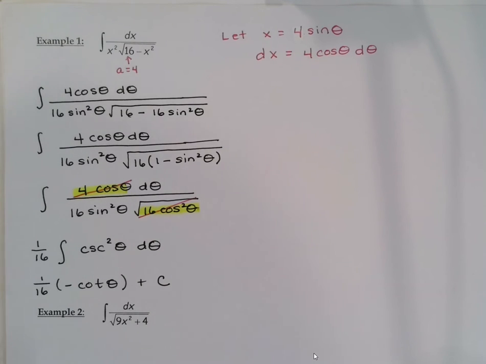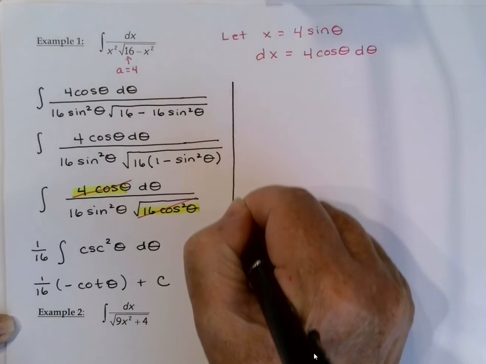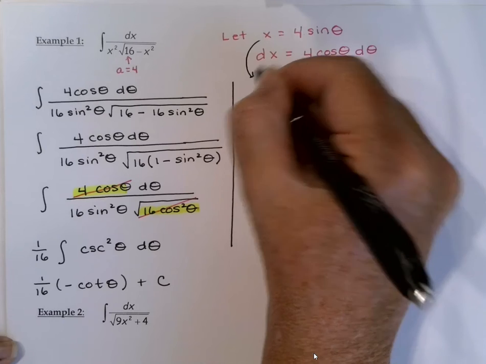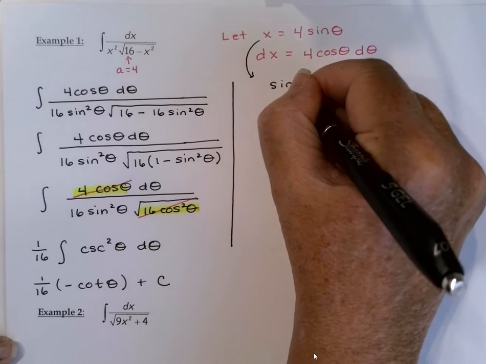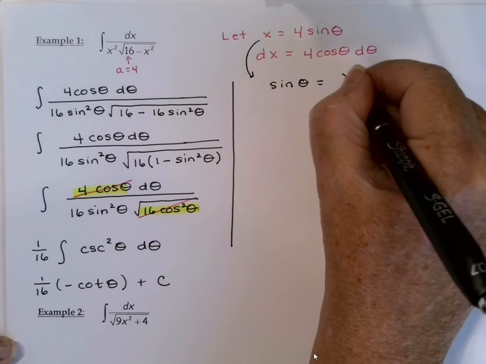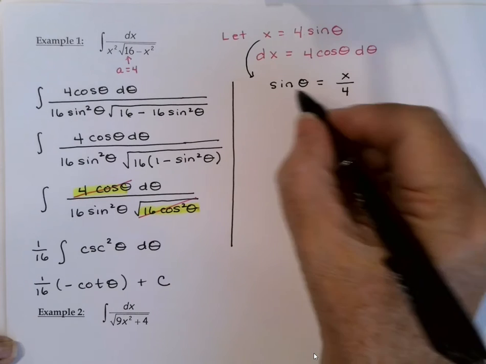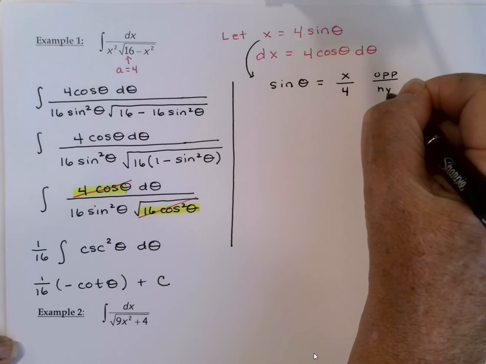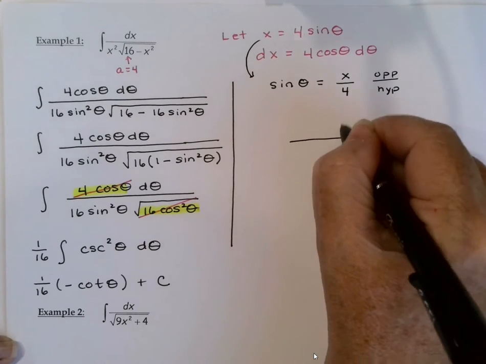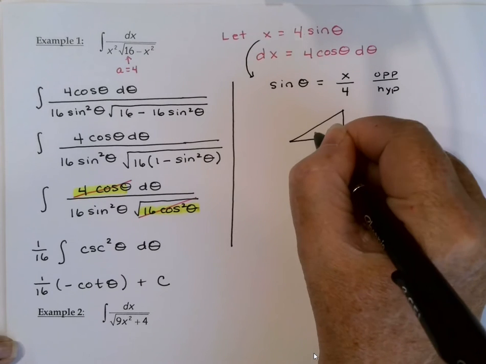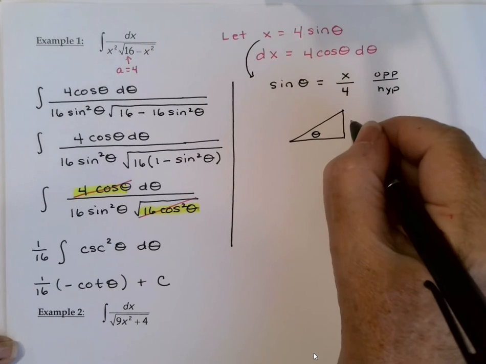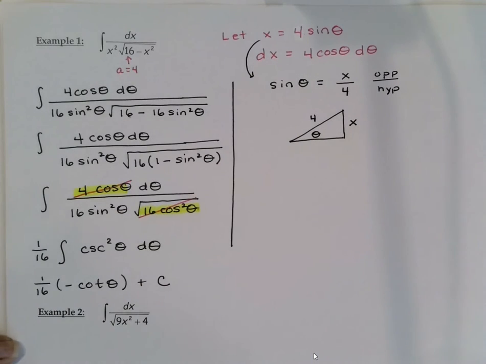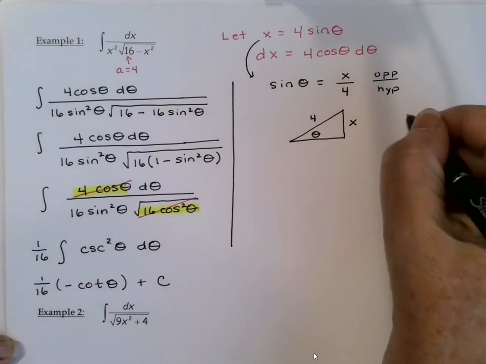This is where the construction of the triangles comes into play. So over here, I'm going to rewrite this x equals statement as sine theta equals x over 4. Just a reminder, sine is opposite over hypotenuse. So if I were to draw myself a little triangle, opposite side needs to be x, hypotenuse needs to be 4, and then we could just do a little Pythagorean theorem here.